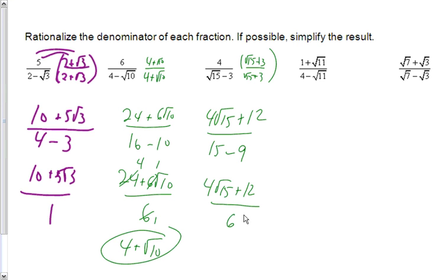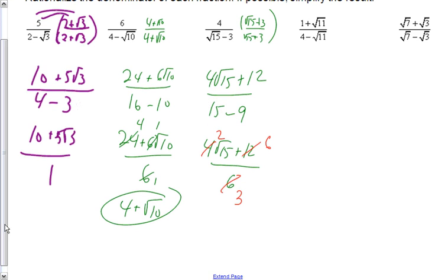Does anything go into all of these? Yes, you can divide all of them by the number 2. So if you divide this by 2, it's 3. Divide this by 2, it's 2. Divide this by 2, it's 6. I get this answer. 2 radical 15 plus 6 all over 3. That is actually our final answer.